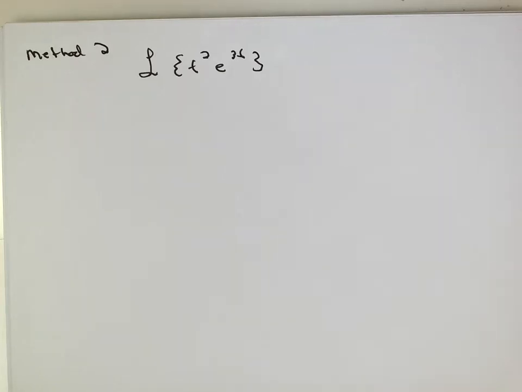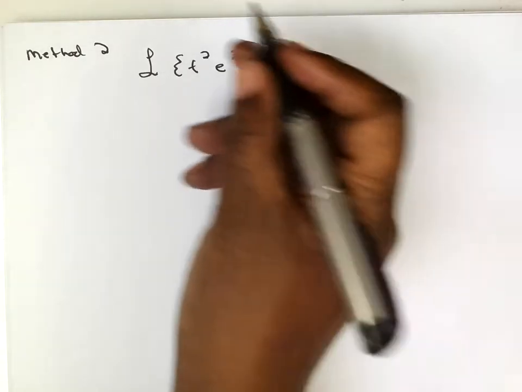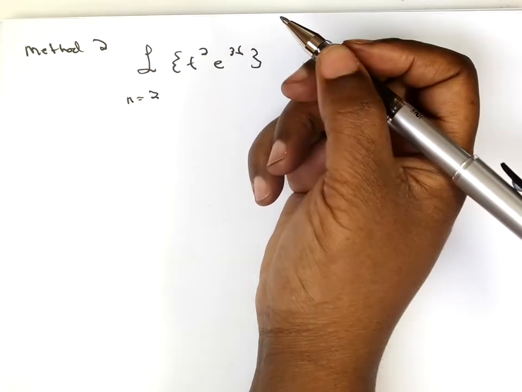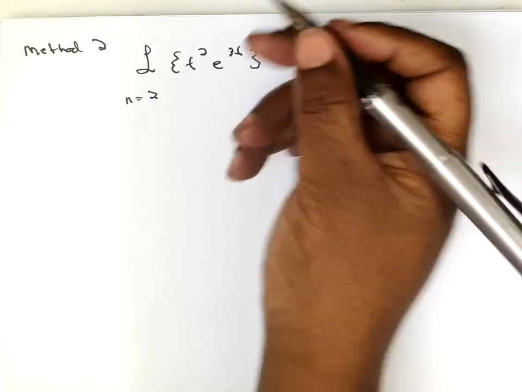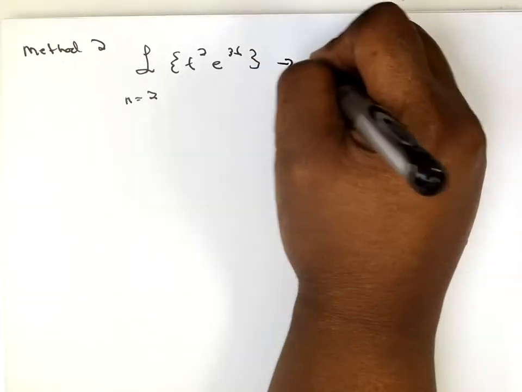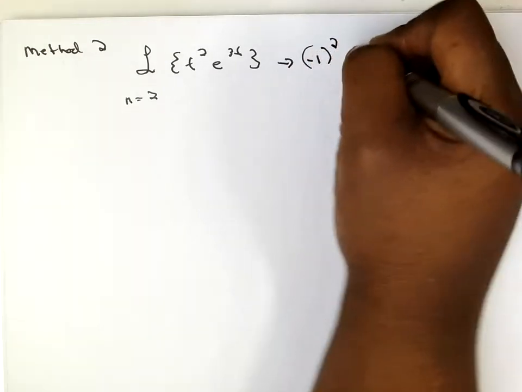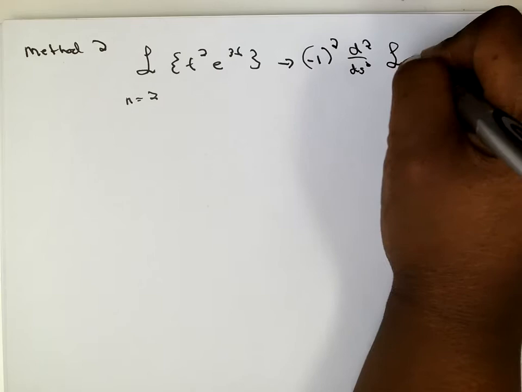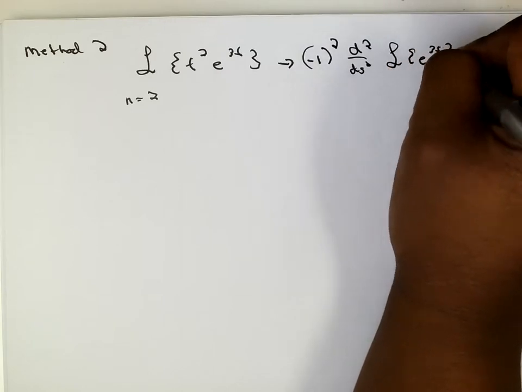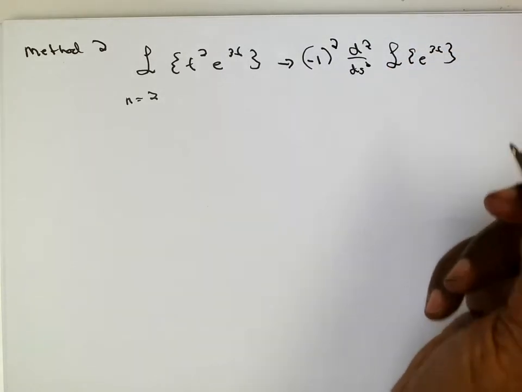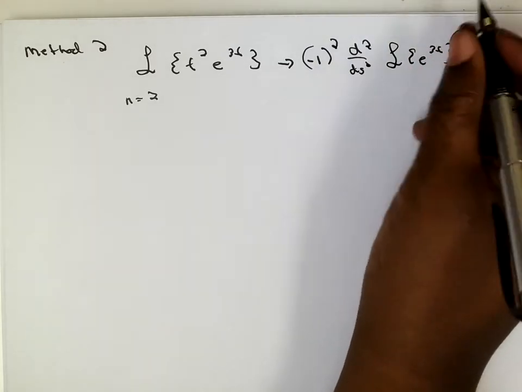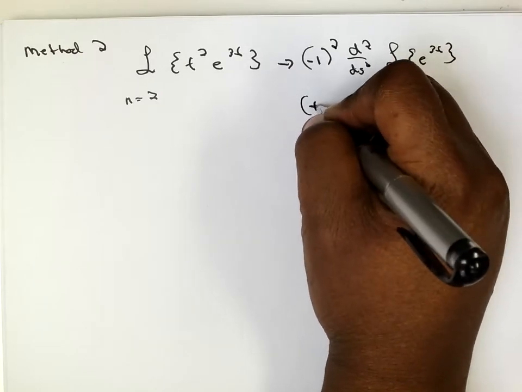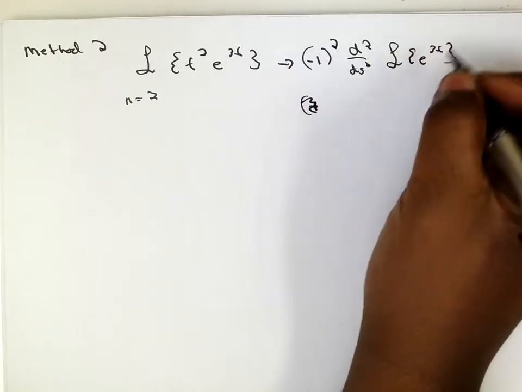Now let's look at that same problem using the method that we just looked at. So here my n is equal to 2. So what I'm looking at is negative 1 squared, and then I have to take the second derivative of the Laplace of e to the 3t. So e to the 3t, I would end up with, oops, that's just going to give me a positive 1.